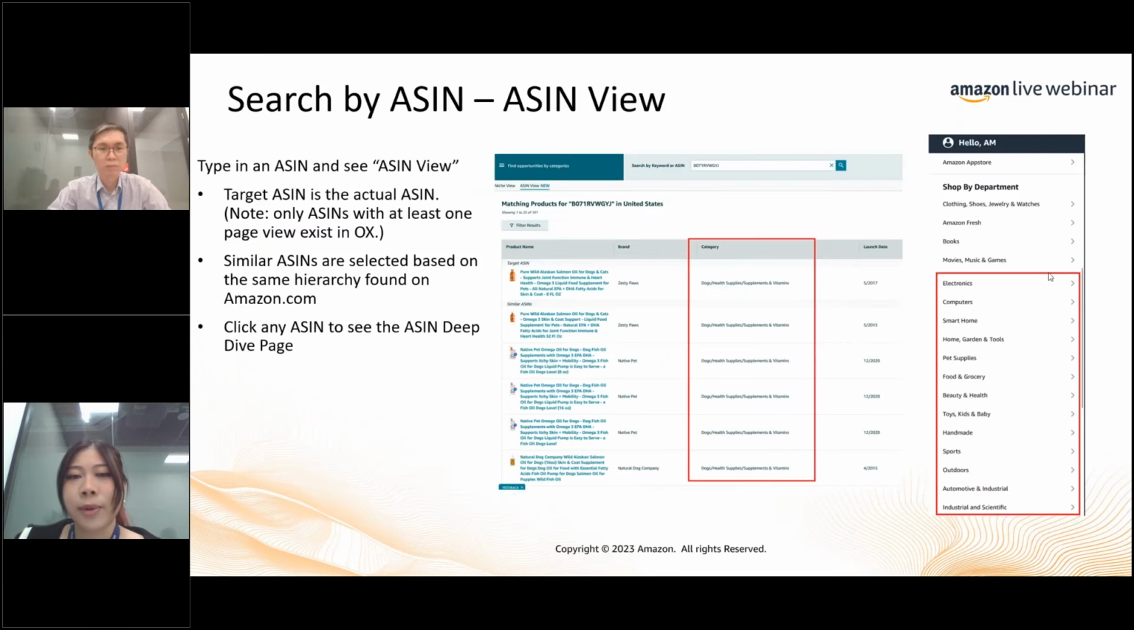Yeah, so when you search by the particular ASIN, as you can see in the snapshot over here, it will show you the target ASIN. And on top of that, it actually shows you the similar ASINs. That means the similar products in this particular category that you are searching for, in a sense.